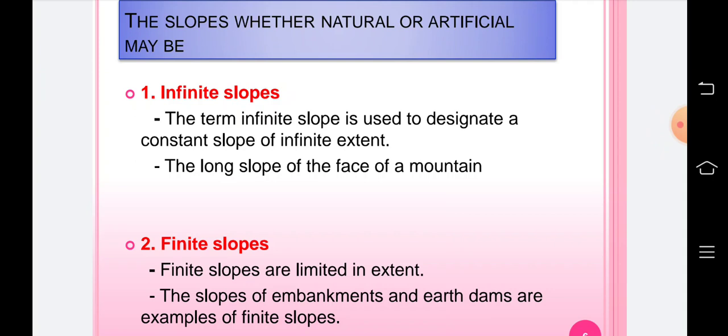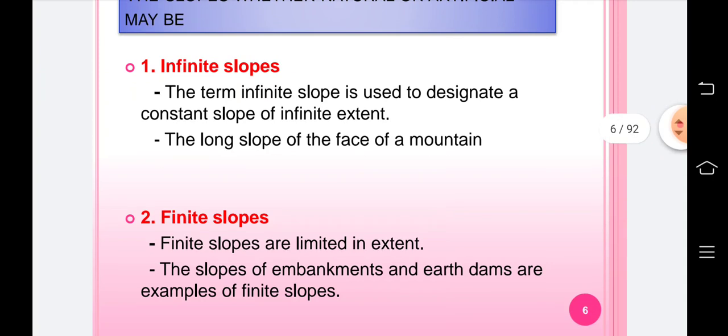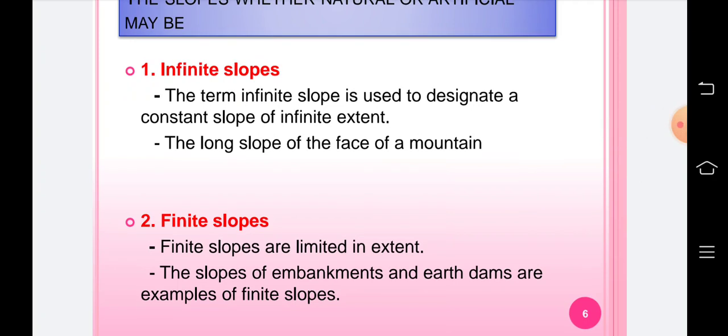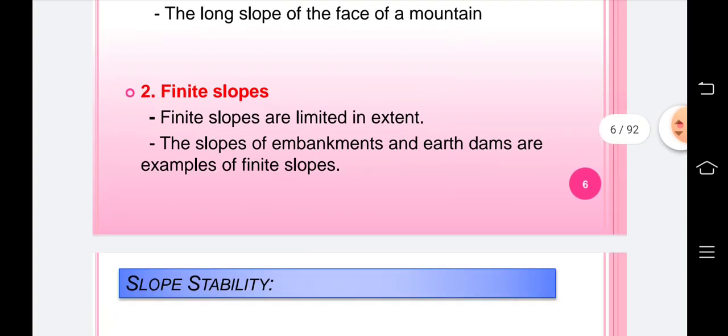And the example is the long slope of the face of the mountain. The finite slope is of limited extent. And the slope of an embankment or earthen dam are examples of the finite slope.